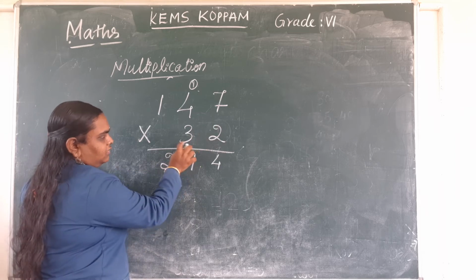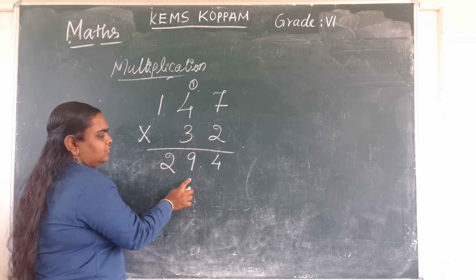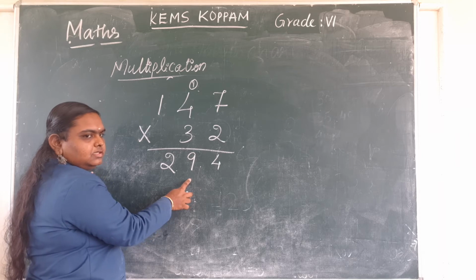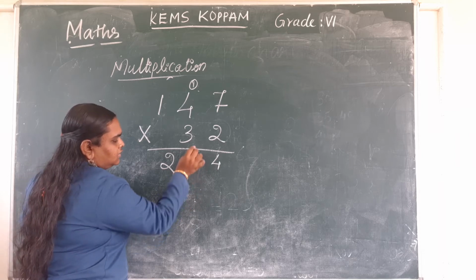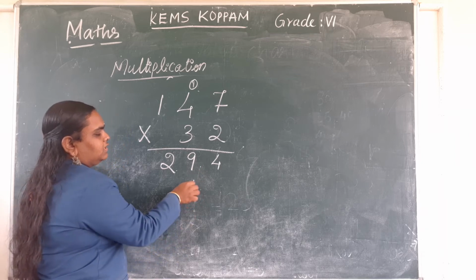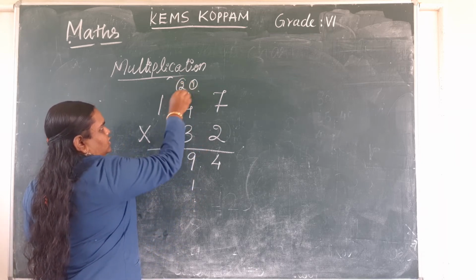Yes, 7 threes are 21, because 3 is in the tens place. So we have to write in the tens place. Okay, so we have to start from the tens place. So 21, write 1, remaining 2.